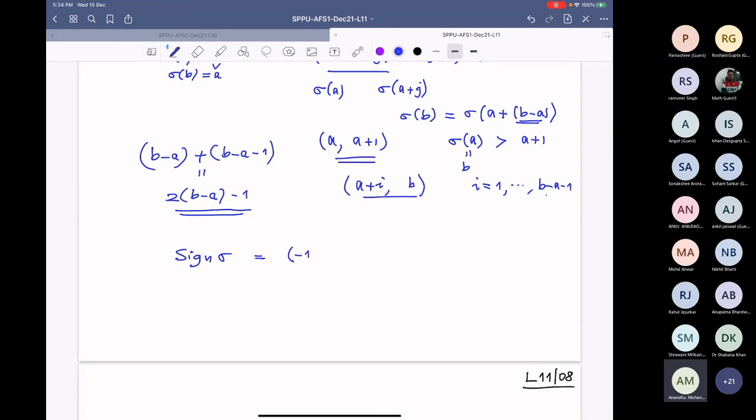That is minus 1 power z of sigma, where z of sigma is equal to the number of inversions.